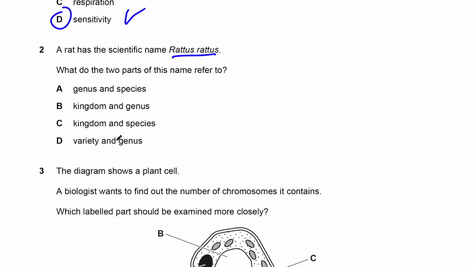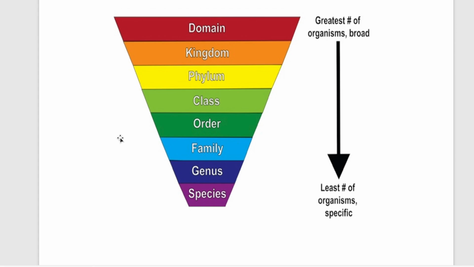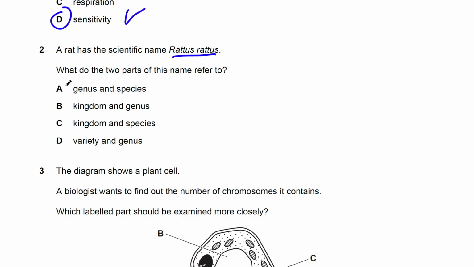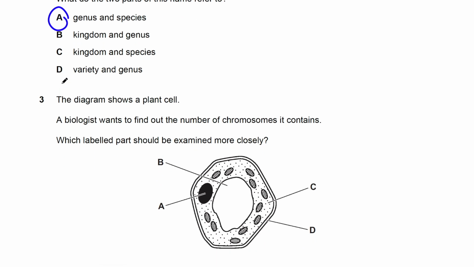Guys, it's a very simple question about the taxonomy. Let me take you to this diagram. As you see, this is the taxonomy, and you should know that we should use the genus and species. So going back to the question, we should circle what? A is the answer. Let's move to question number 3.